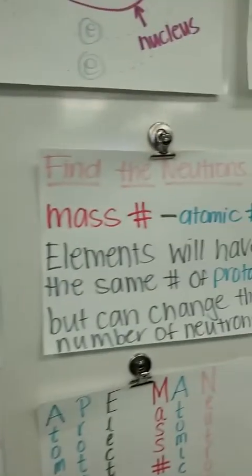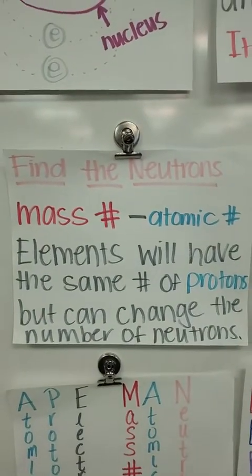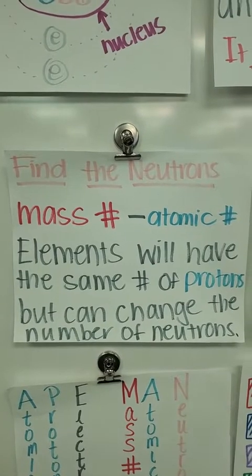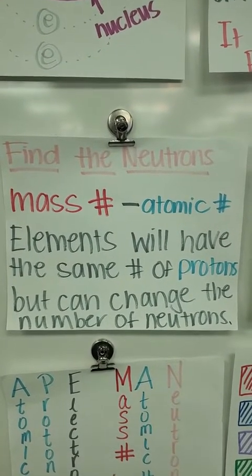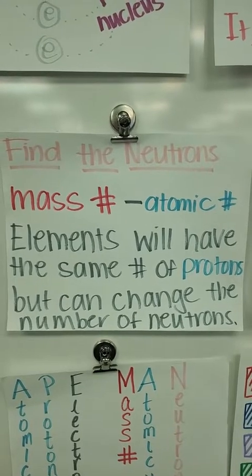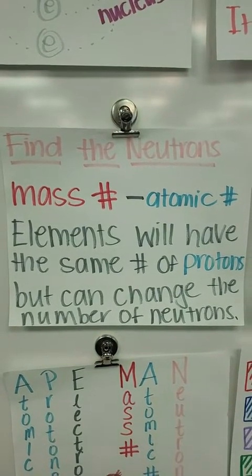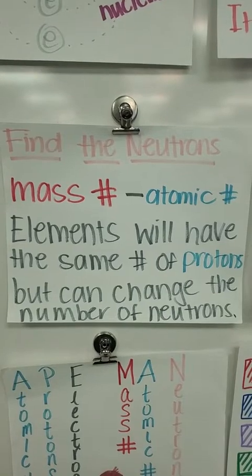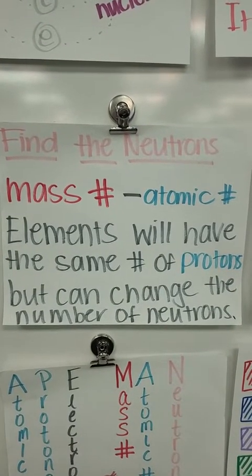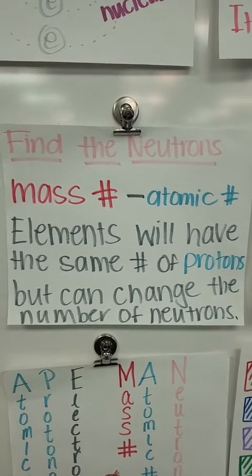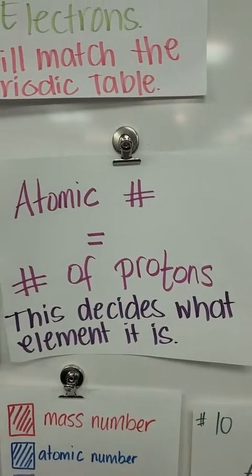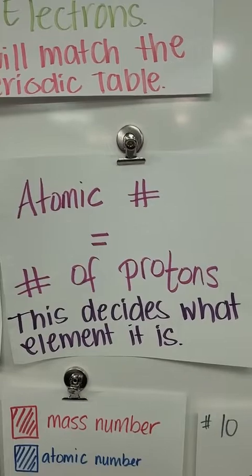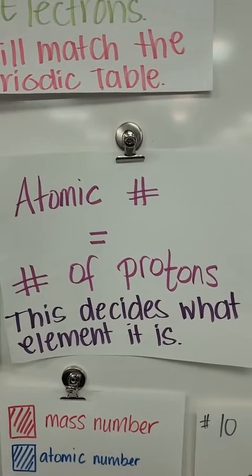To find our neutrons, we're going to take our mass number, so your protons plus your neutrons, and we're going to subtract the atomic number. Remember, your atomic number is your number of protons. So elements will have the same number of protons, but can change their number of neutrons. Again, remember, atomic number decides what element it is. So if you change the atomic number, you change the element.